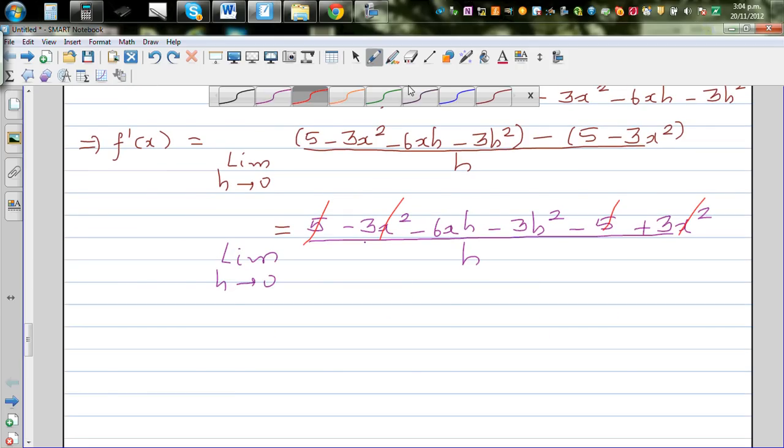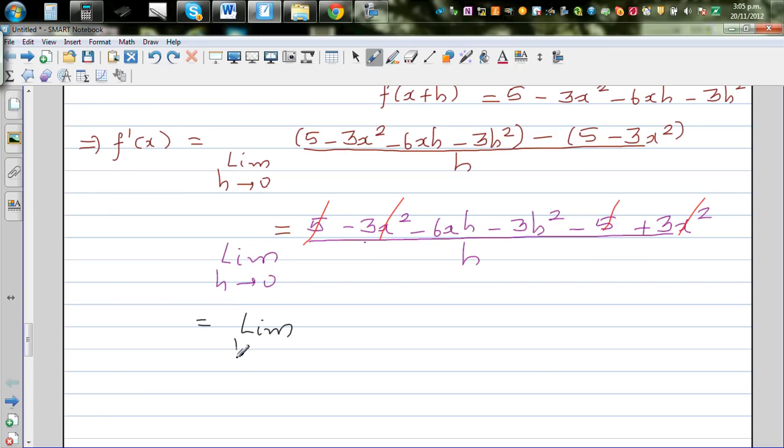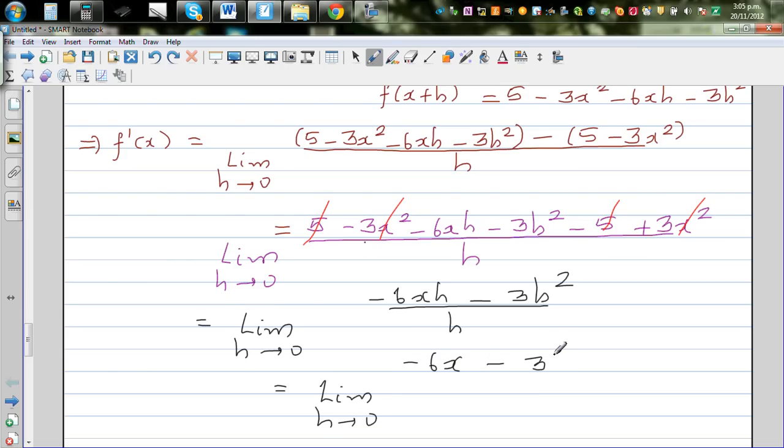So you're left with the limit when h approaches 0 of minus 6xh minus 3h squared over h. If you distribute the h, this is equal to the limit when h approaches 0 of minus 6x minus 3h.